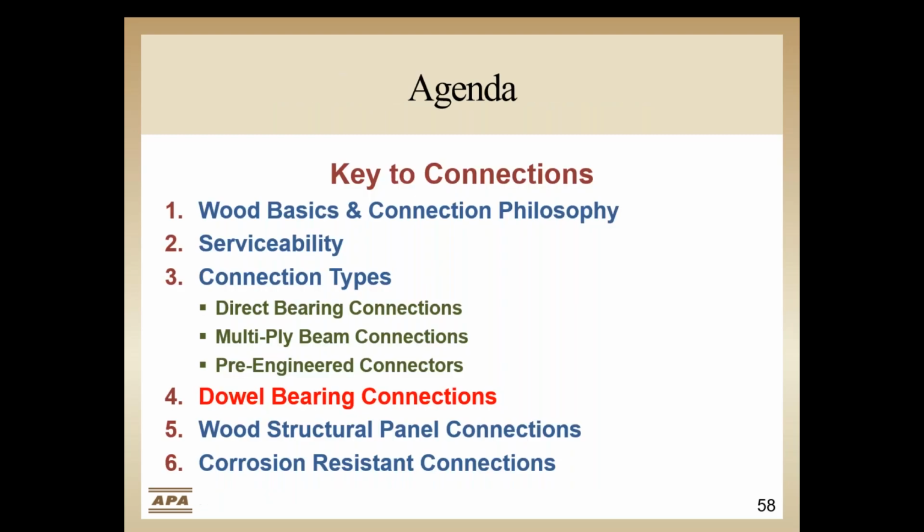Beyond the prefabricated connectors that we have discussed, the most common connection that is likely to be specified is a dowel bearing type of connection, where the connection relies on bolts, screws, or nails to transfer loads between members. These can be some of the most intense calculations.